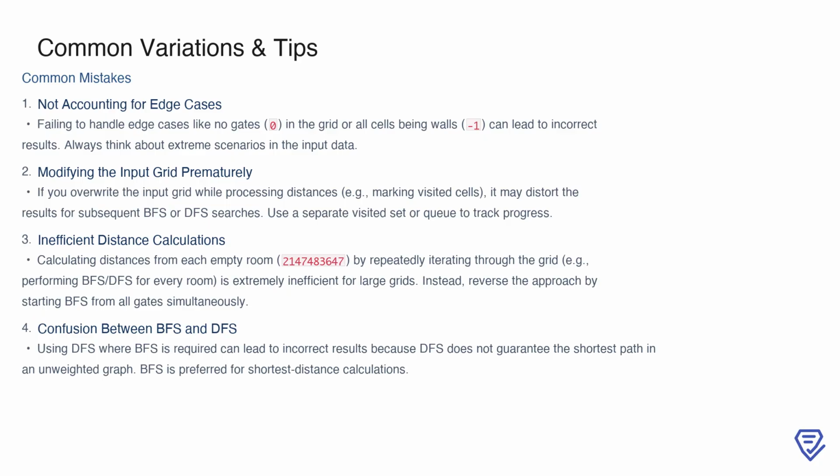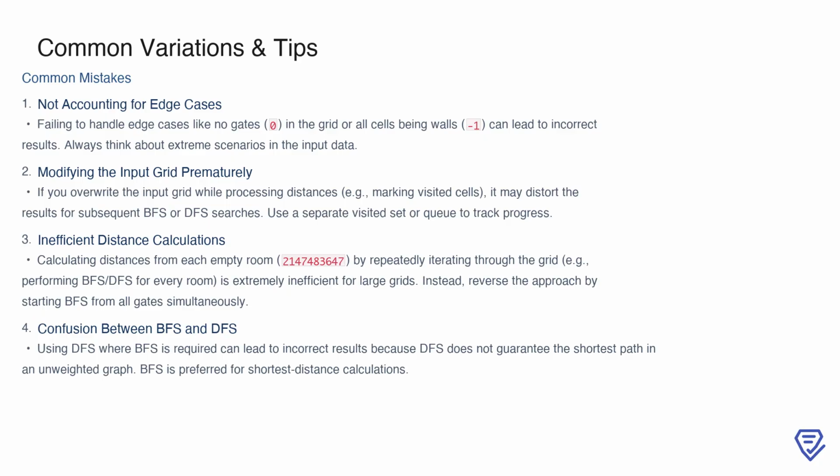Another frequent issue is prematurely modifying the input grid. Overwriting the grid while processing distances can result in distorted outputs because subsequent BFS or DFS searches will rely on those altered values. To avoid this, use a separate data structure, like a visited set or queue, to track your progress. Additionally, inefficient distance calculations can be a problem. If you iterate through the grid and perform BFS or DFS for every single empty room, it becomes incredibly slow for large grids. Instead, reverse the process by starting BFS from all gates simultaneously.